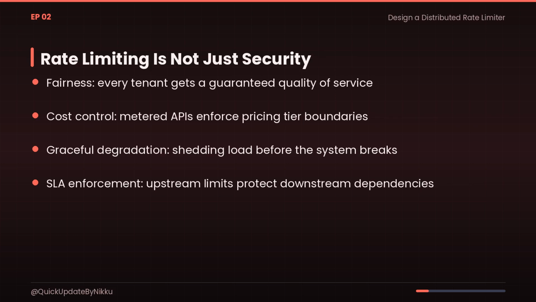A common mistake is treating rate limiting purely as a security concern. It is equally a fairness and economics mechanism. In a multi-tenant SaaS product, rate limiting is how you guarantee that a free-tier user's traffic spike does not degrade the experience for a paying enterprise customer. It is also how metered APIs enforce pricing. A customer on the 10,000 requests per day plan simply cannot consume 100,000. And critically, it is your first line of graceful degradation: shed load at the edge before it reaches the database.